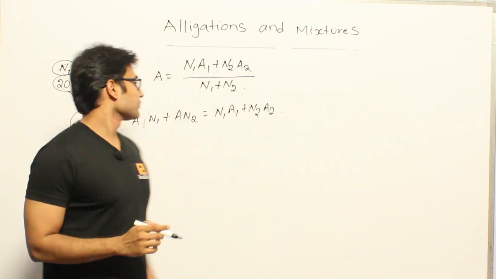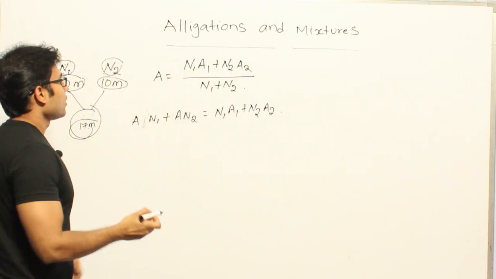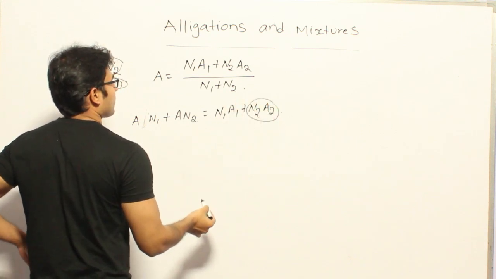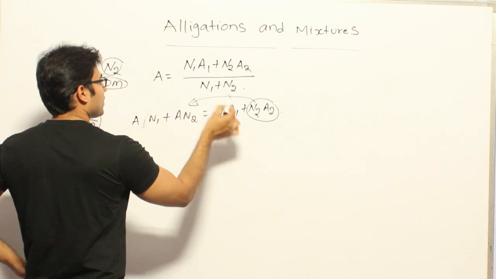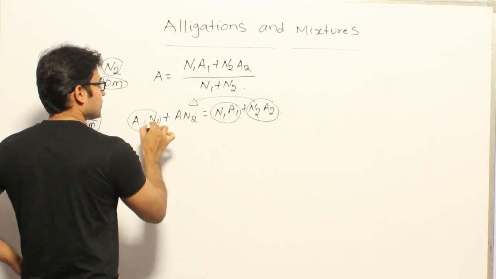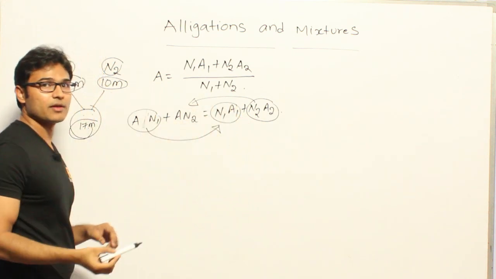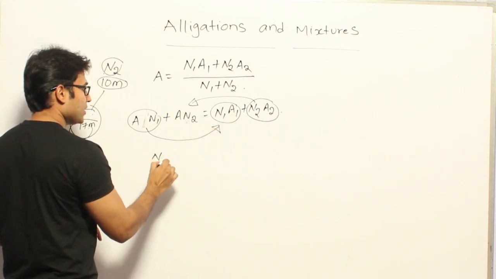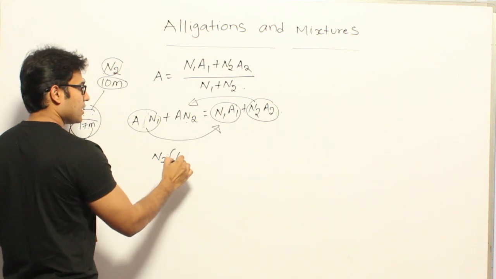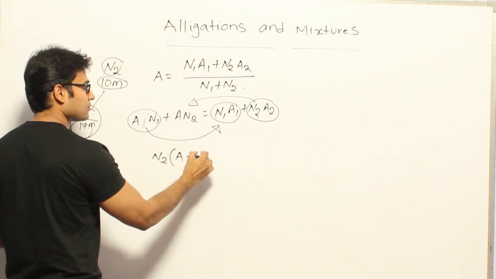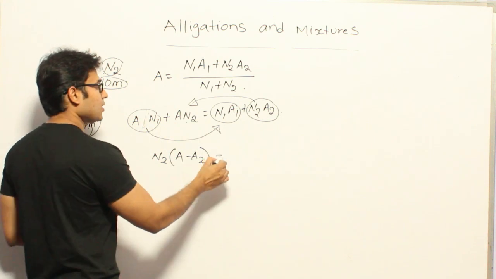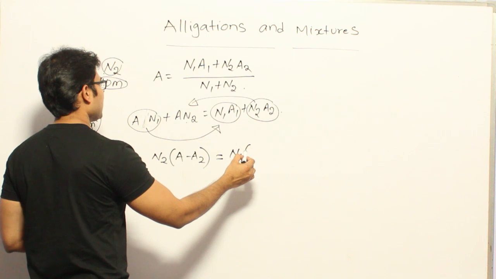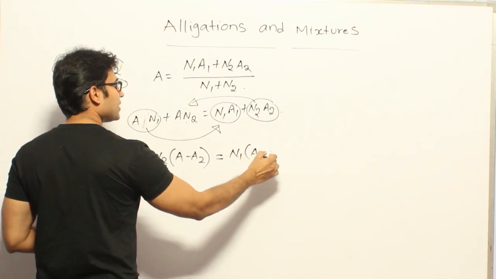Now let me try to get this one this side, and let me try to push this one to the other side. Okay, then what I get is, if I pull out n2 as common, then I get A minus a2, right, equal to n1 into, if I push this one this side, it is going to be a1 minus A.